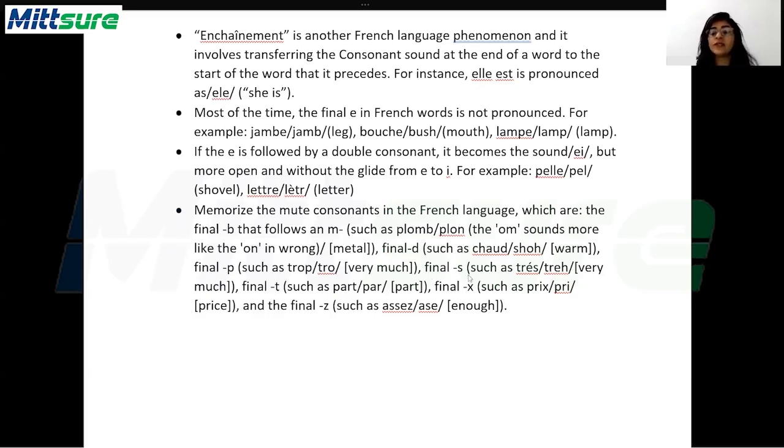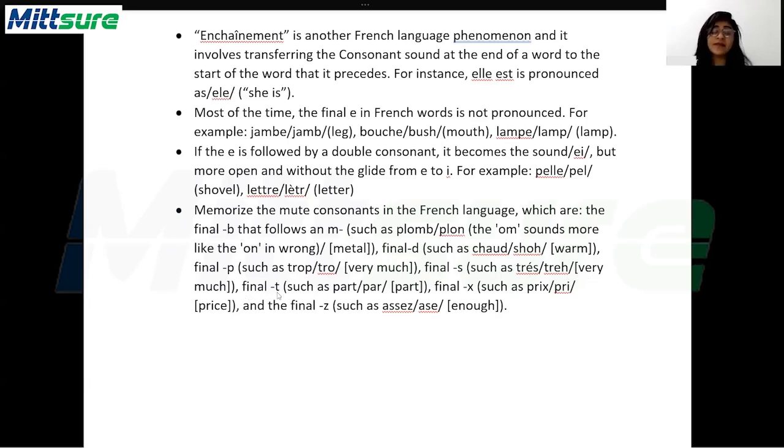If the word ends with S, then it will become silent. So this très, it will become tré, tré. It also means very much. Often we use this to say very much, très. You will see this word less. Mostly you will see this, très.